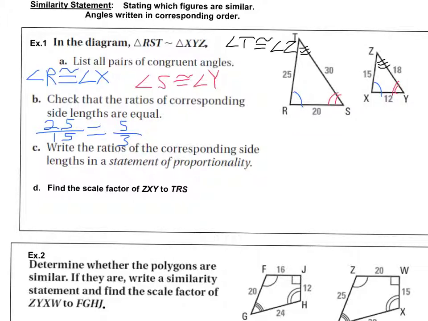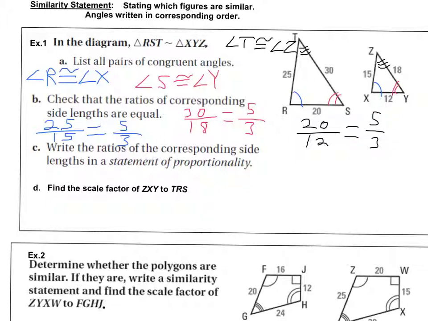So let's do 30 and 18. 30 to 18, let's see here. What can we divide both of those by? We can divide them both by 6. 30 divided by 6 is 5. 18 divided by 6 is 3. Hey, look at that. They're the same. And lastly, 20 and 12. Let's see here. What can we divide both of these by? 20 divides by 4 to get 5. If you divide 12 divided by 4, you get 3. So this works. All three side relationships have the same ratio. They're all a ratio of 5 to 3.